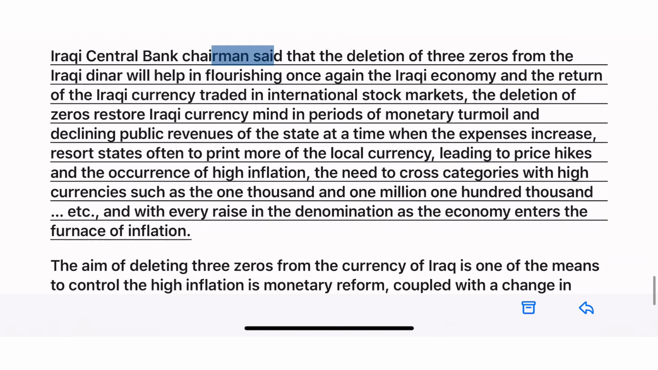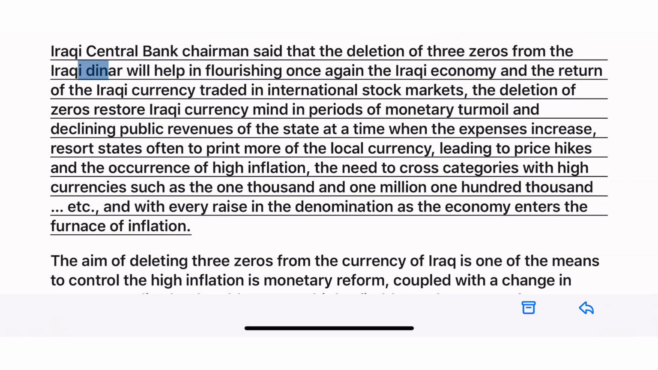The Iraqi central bank chairman said that the deletion of 3 zeros from the Iraqi dinar will help the Iraqi economy flourish once again and return the Iraqi currency to trading in international stock markets. In periods of monetary turmoil and declining public revenues of the state, at a time when expenses increase, states often resort to printing more of the local currency, leading to price hikes and high inflation, and the need for high currency denominations such as 1,000 and 100,000, and so on. With every rise in the denomination, the economy enters the furnace of inflation.